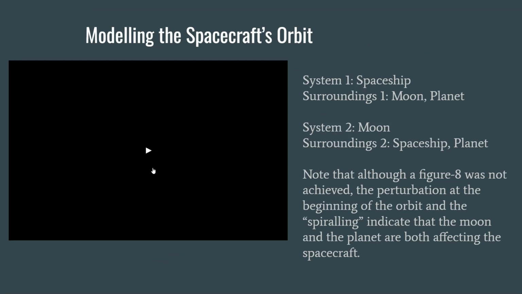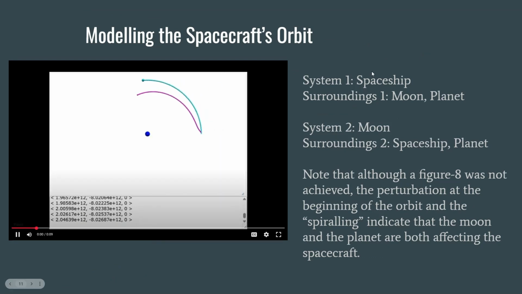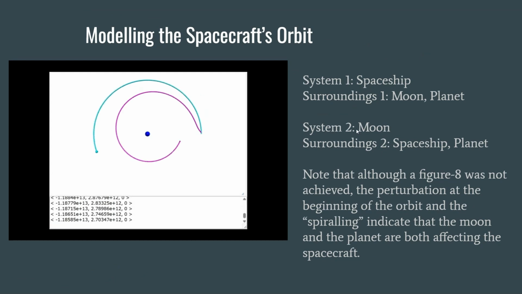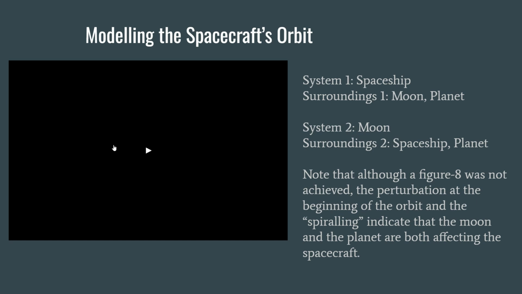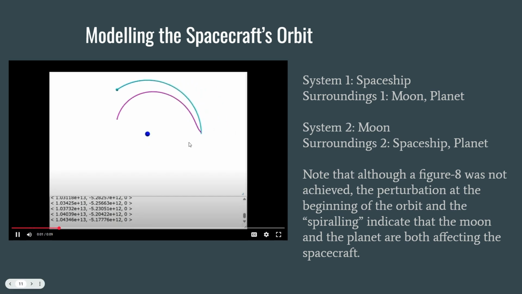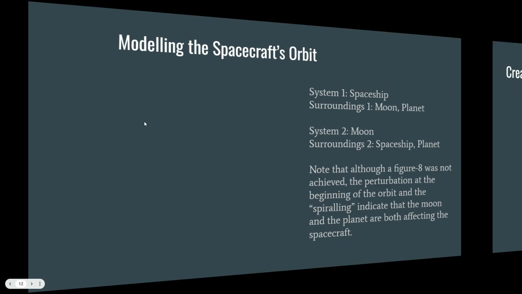So the second part, modeling the spacecraft's orbit. The first system is the spaceship and its surroundings of the moon and the planet. The second system is the moon and its surroundings of the spaceship and the planet. And note that although a figure-8 orbit was not achieved, the perturbation at the beginning of the orbit and the spiraling shown here indicates that both the moon and the planet are affecting the spacecraft.